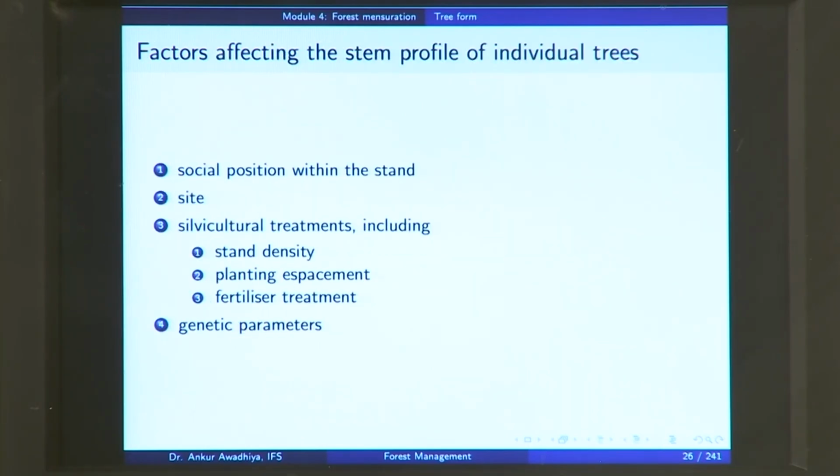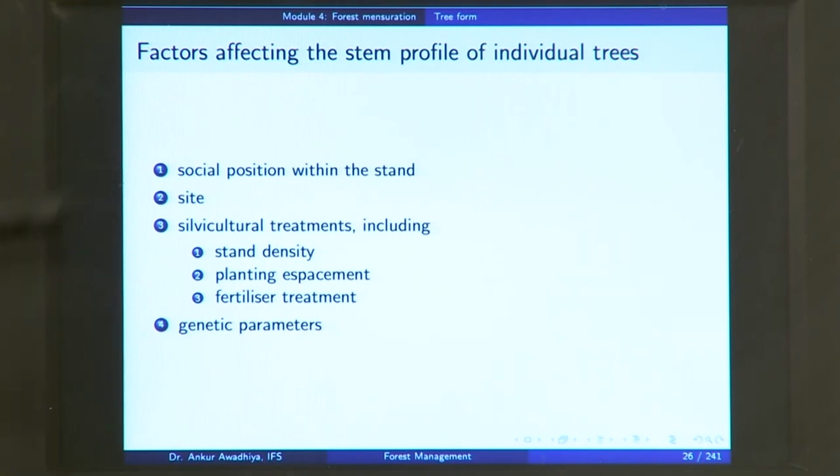So, what are the factors that affect the stem profile of individual trees? As we saw, the position within the stand can determine to a large extent the profile of individual trees. If you have a tree that is inside a stand in a centralized location, the amount of wind pressure that it will face will be lesser than the amount of wind pressure that the other trees at the periphery would be facing. So, social position within the stand is a factor that affects the stem profile of individual trees.